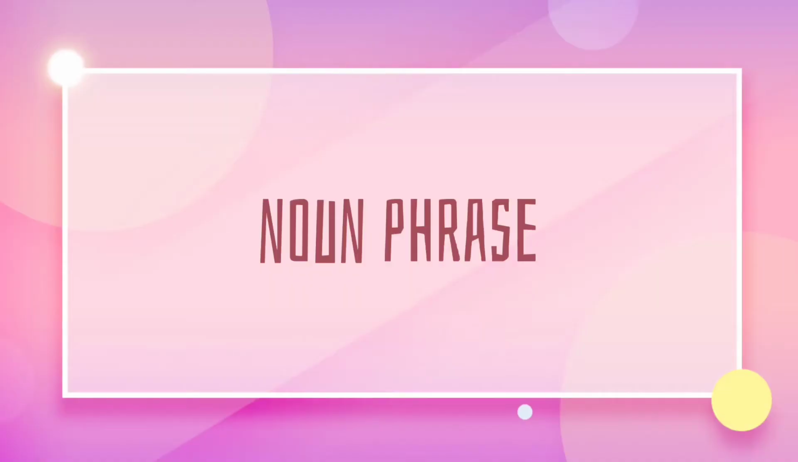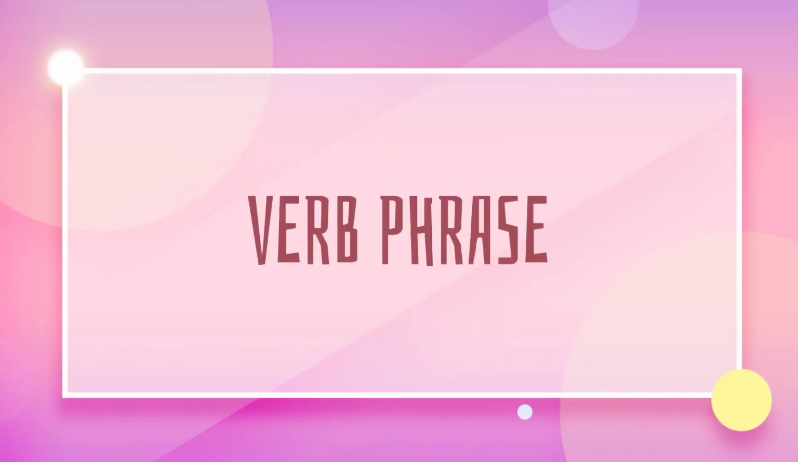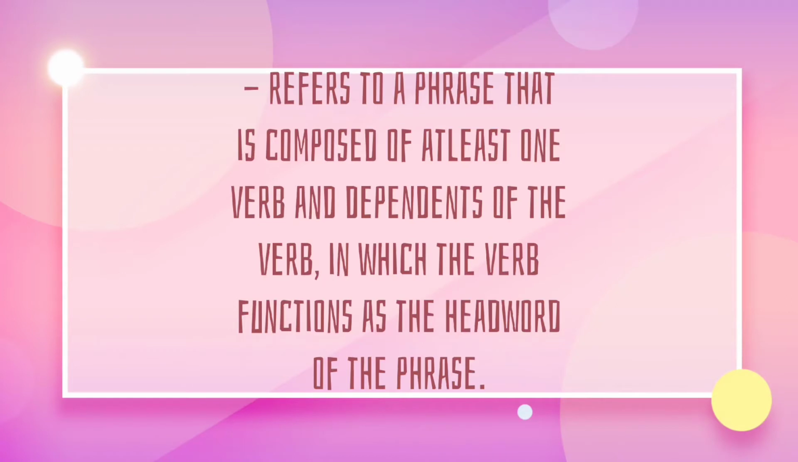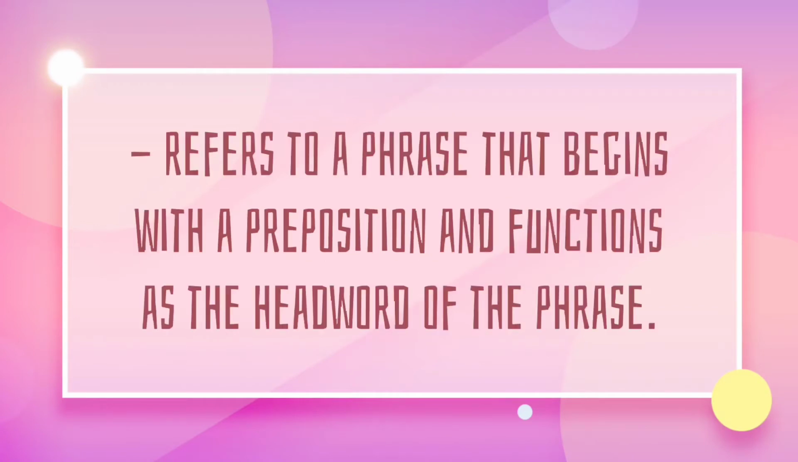So, let us begin with the noun phrase. A noun phrase refers to a phrase built upon a noun which functions as the head word of the phrase. Second is the verb phrase. It refers to a phrase that is composed of at least one verb and the dependents of the verb, in which the verb functions as the head word of the phrase. Last one would be the prepositional phrase. It refers to a phrase that begins with a preposition and functions as the head word of the phrase.